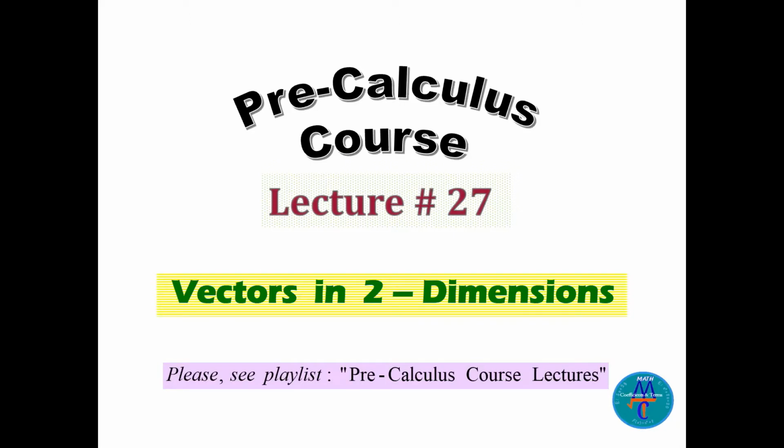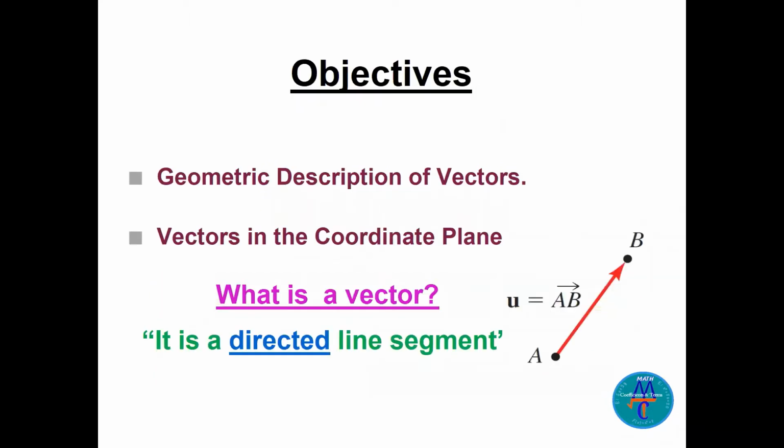This is lecture number 27 of the pre-calculus course, Vectors in 2 Dimensions. For the objectives here, we will look at the geometric description of vectors, vectors in the coordinate plane, and some other questions. What is a vector, guys? A vector is a directed line segment.